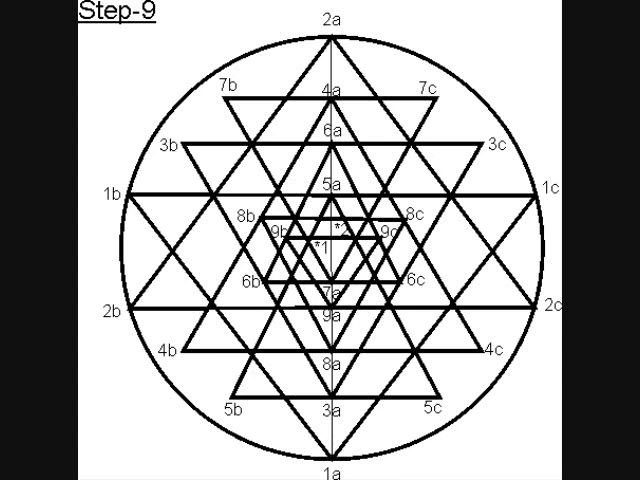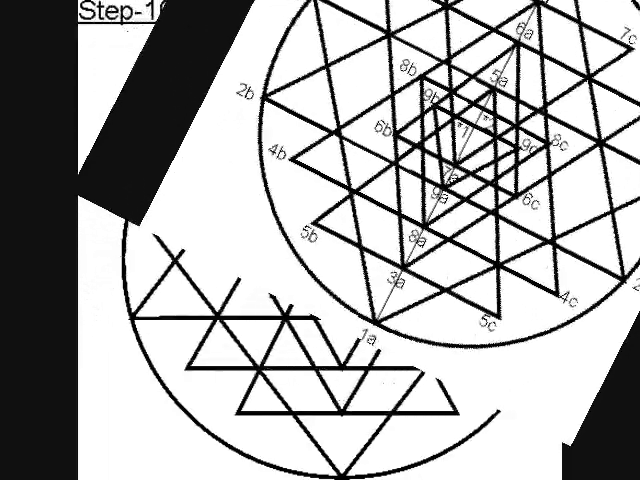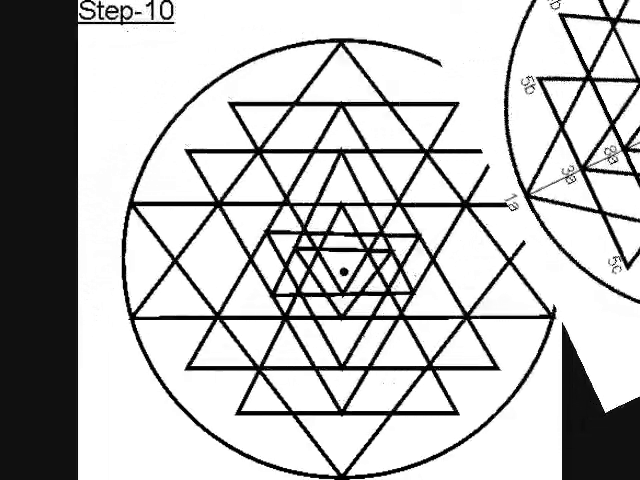Draw a line through star 1 and star 2 up to the side lines of triangle 6 line 9B9C. Mark the crossing of 2B2C and 1A2A as 9A. Draw lines from 9A up to 9B and 9C. Step 10. Bindu or point.